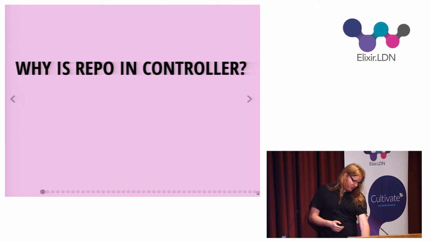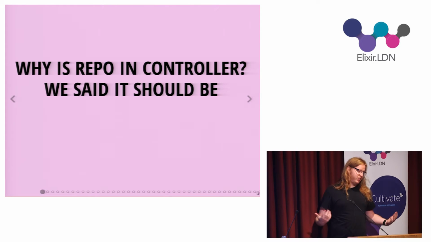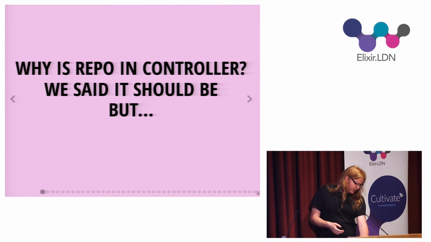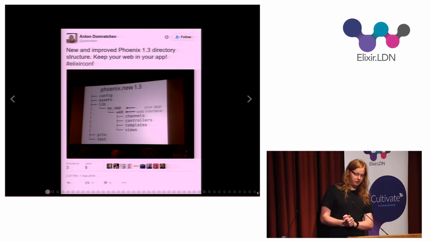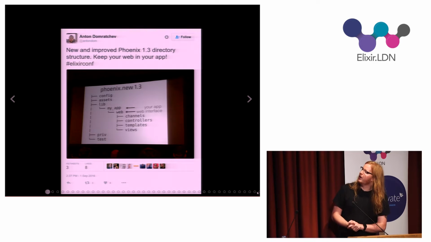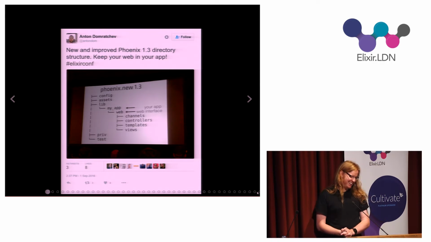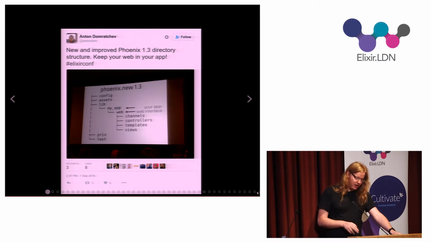So what is Repo in the controller? We, the Phoenix core team, people who give advice on this, lots of blog posts and guides, said it should be. But things evolve. Here is a screenshot of a tweet of a photo of a slide from Chris McCord's keynote. It's the new generators in Phoenix 1.3. You'll see the web directory is now inside of lib. Before, web was in the root, like this special directory, and people were confused.